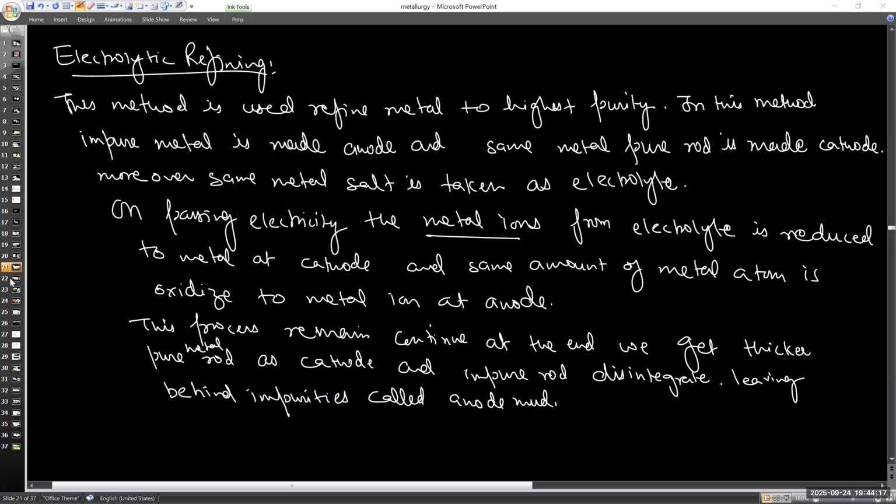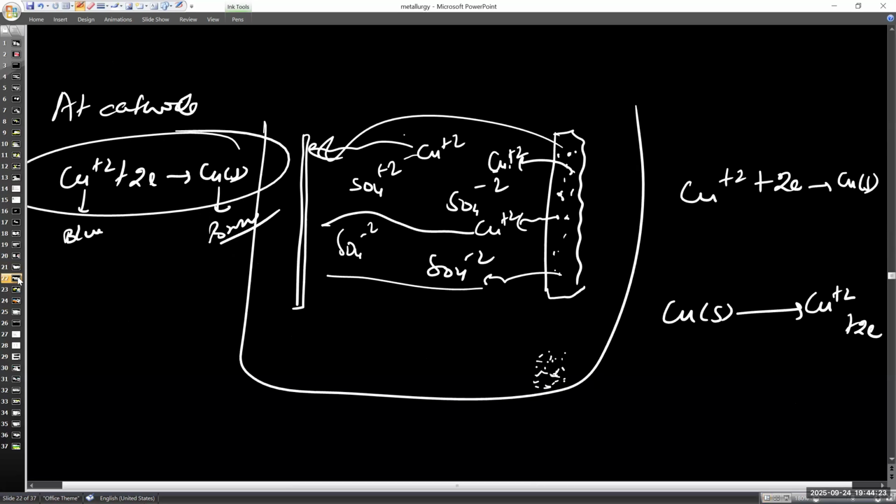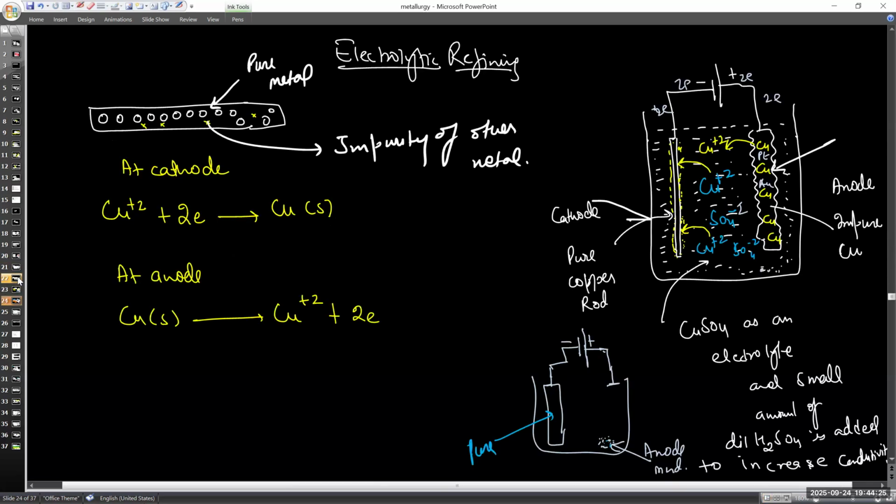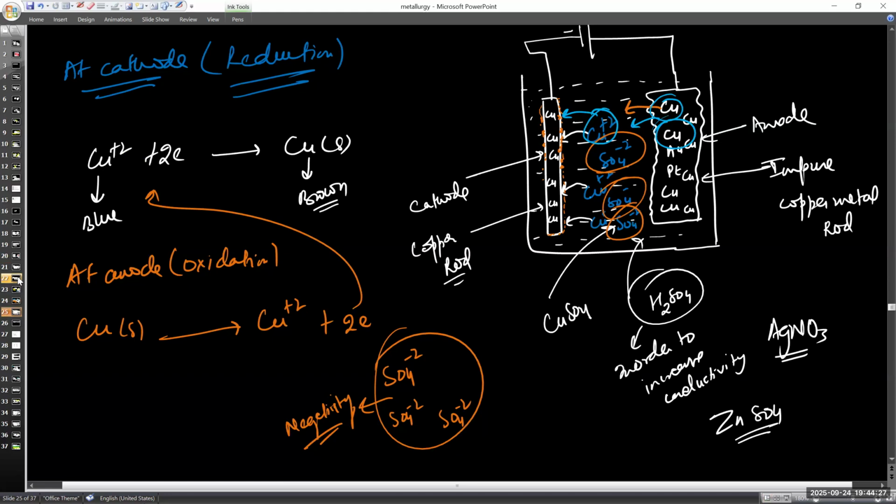We have already done this one, but the question came: write a note on the electrolytic refining method, if we are using copper. If you have not done this one, you have to write it in the proper way. Draw a proper diagram for the copper sulfate and for the copper.